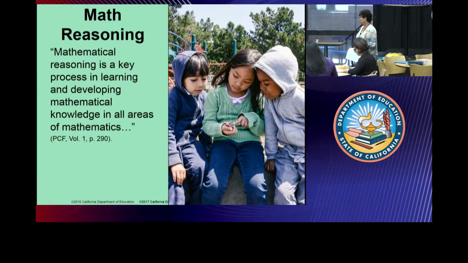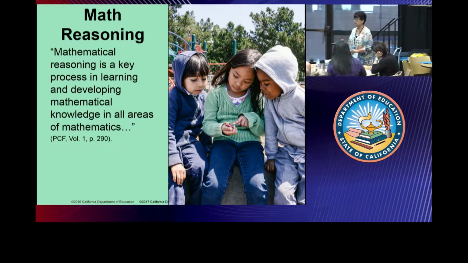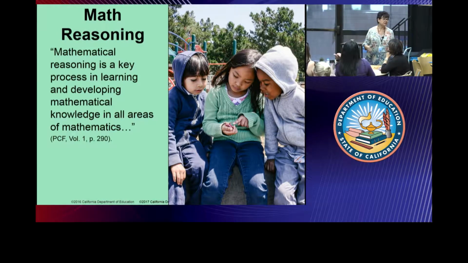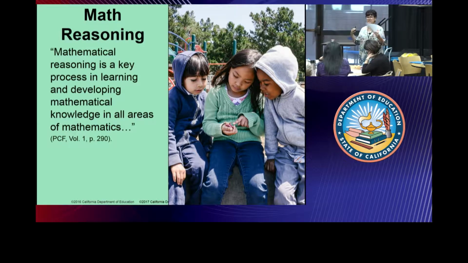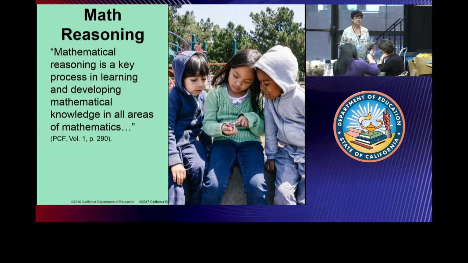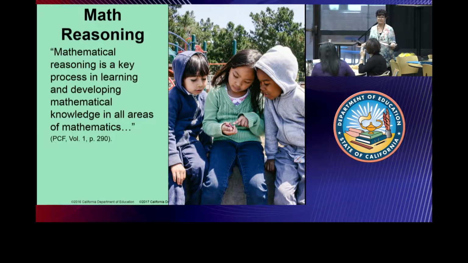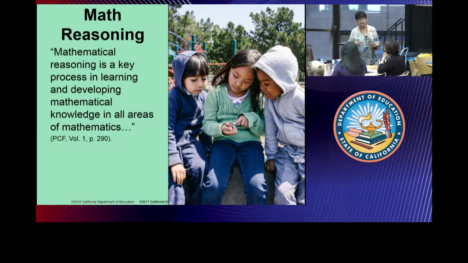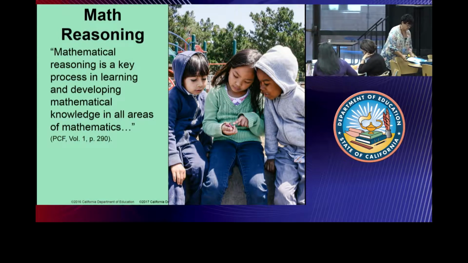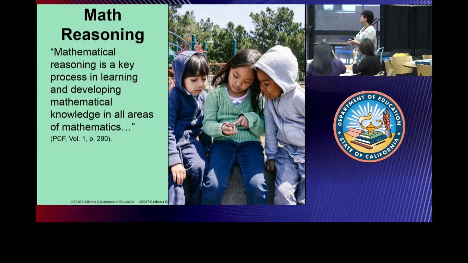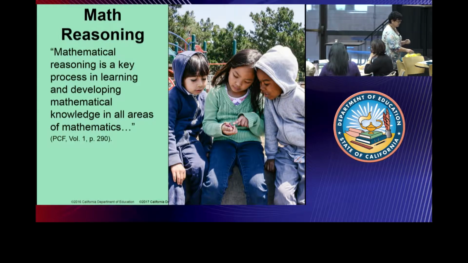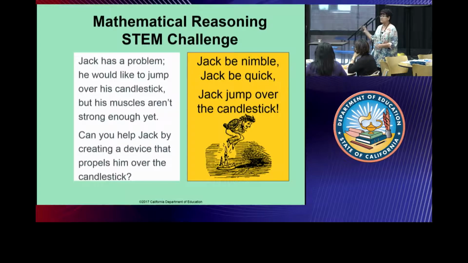Mathematical reasoning is the key process in learning and developing mathematical knowledge in all the areas of mathematics. And we all know that this process comes really natural for children, as they explore their environment and learn new things in the classroom. They just think logically and make sense, right? Because you see it every day in your classroom. And also, mathematical reasoning plays into the other content areas, like science, literature, and all of the areas. We're going to talk about that today to get us started on that process of mathematical reasoning. We're going to encounter a little bit of a STEM challenge.